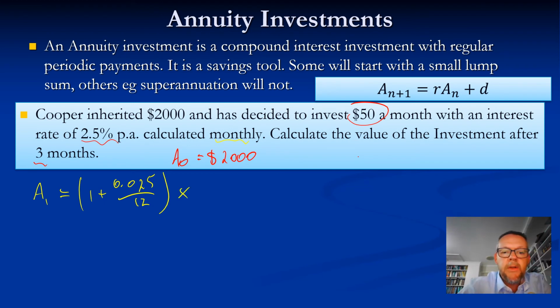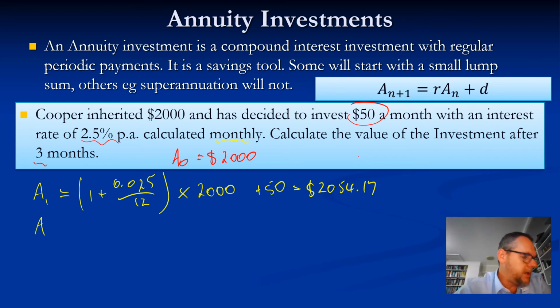Now we're going to multiply that by the initial investment. So that's here, principal, $2,000. And Cooper's putting in $50 each time. This annuity is calculated, and the interest is calculated. So that's going to equal $2,054.17. Now these sorts of things were quite popular back in the day as well. Not so much anymore except for superannuation.